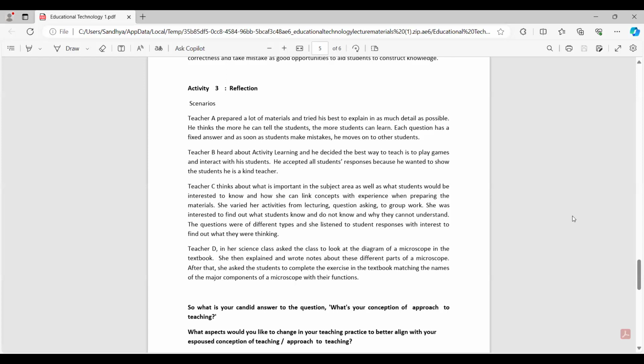Okay, madam. What else can you give? Now we said size of the class, time, content to be taught. What else can you give?